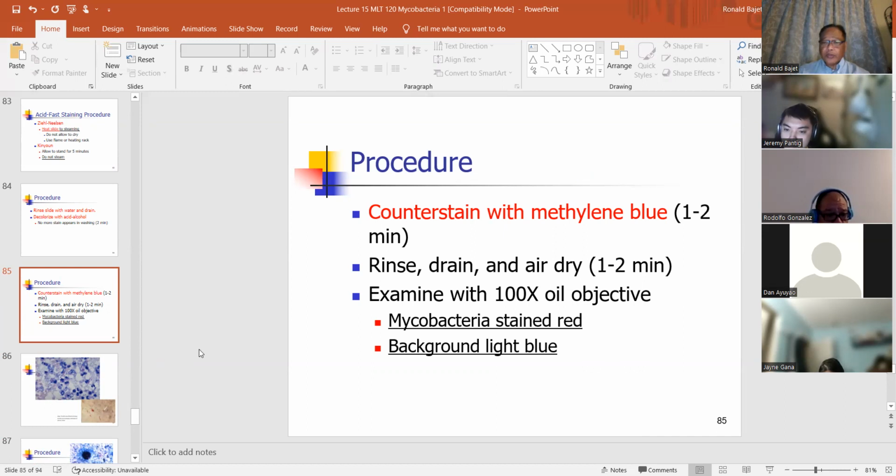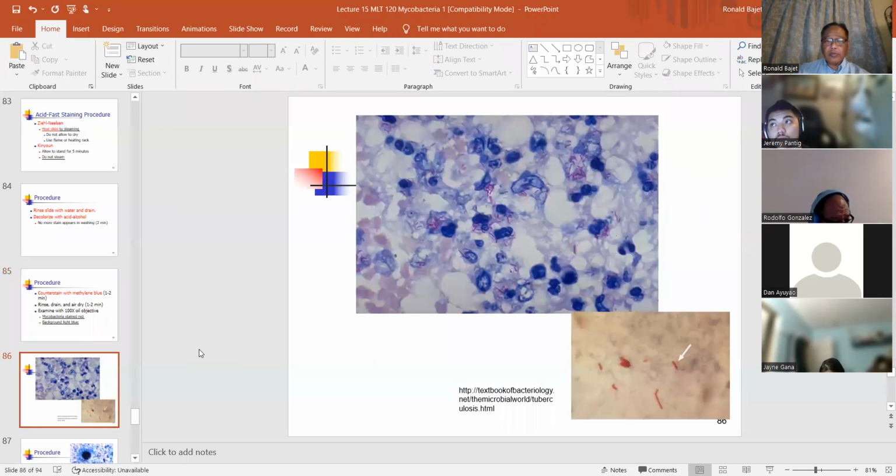Okay. You see red, that's a positive AFB smear. Mycobacteria stain red, because your decontamination and digestion procedures should have gotten rid of all the other organisms that you don't need to be looking at. So with Mycobacteria, if you see any red rods, then that's considered a positive smear. The background will be light blue.